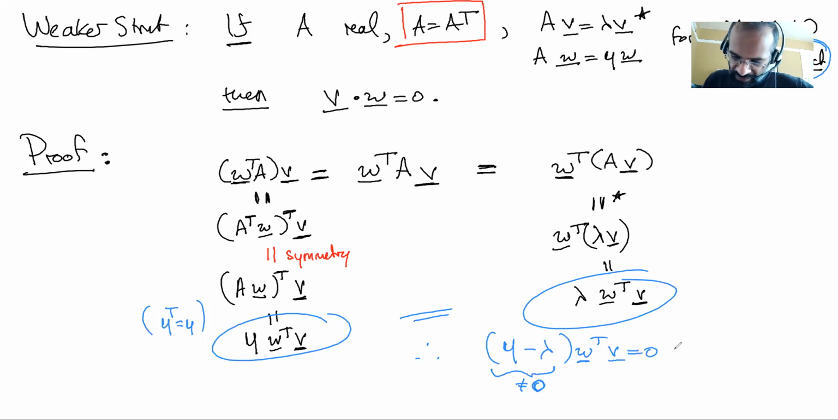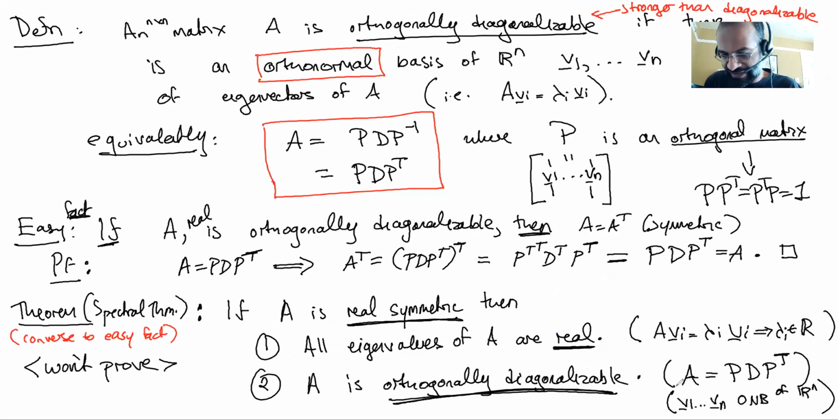But now I'm almost done because, you know, if this is 0 and the first factor is not 0, then W transpose V has to be 0. So I just proved that any eigenvectors coming from distinct eigenvalues of a symmetric matrix must be orthogonal. Okay. So that's the proof of sort of a weaker statement, which shows how symmetry implies orthogonality. The hard part of the theorem is proving that there are actually n of these eigenvectors. And so you have enough to make it diagonalizable, but we won't do that part.